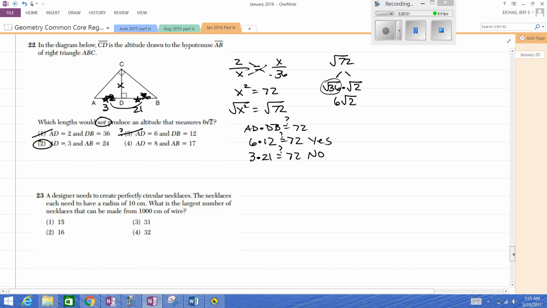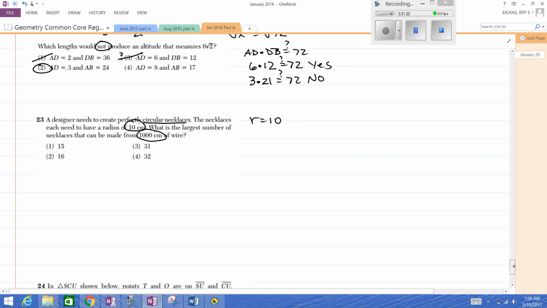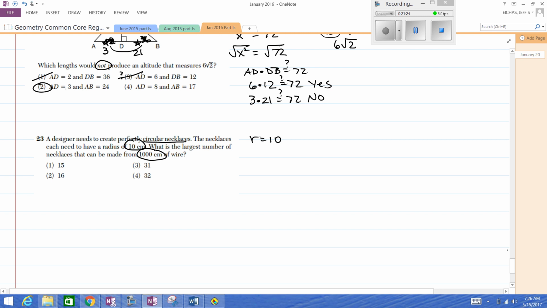Let's see, 23. Okay, circular necklaces. Now, radius is 10. And, okay, how many can we make? Same units of measure, just got to check that. They're both centimeters. All right, so this looks like it's going to be a circumference problem.